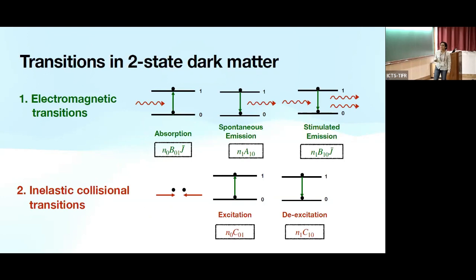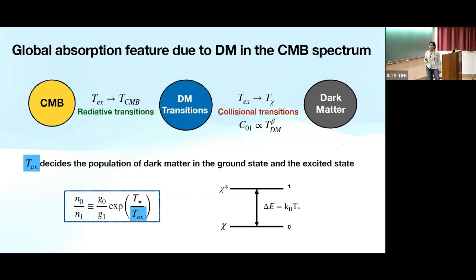Now, the transitions that can take place in this two-level system are of two kinds. One is because this talks to photons, so we'll have electromagnetic transitions, which could be absorption or stimulated or spontaneous emission, which can be parameterized in terms of Einstein coefficients. And the other is dark matter can also have inelastic collisions where two particles collide and one of them gets excited or de-excited.